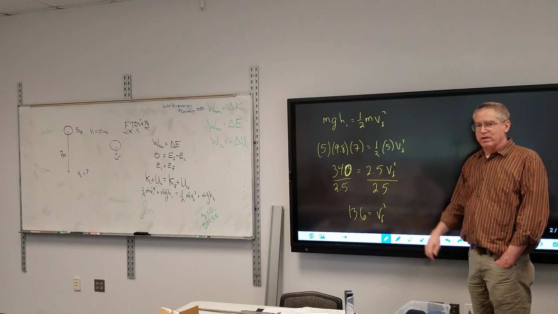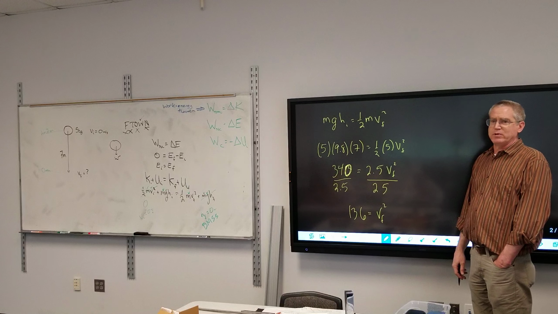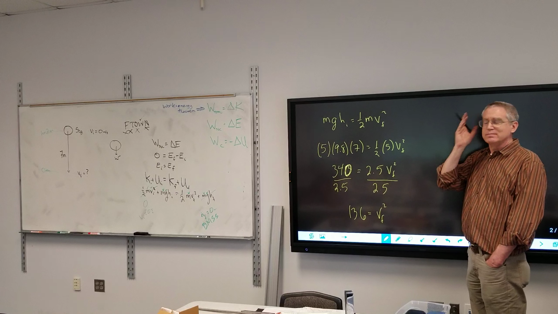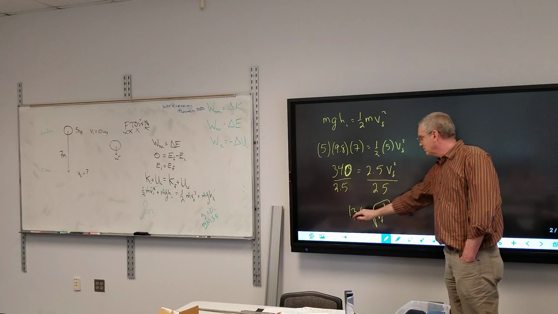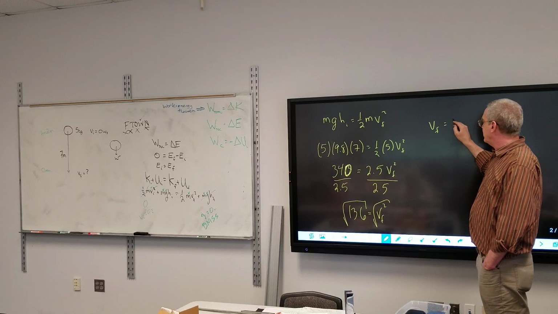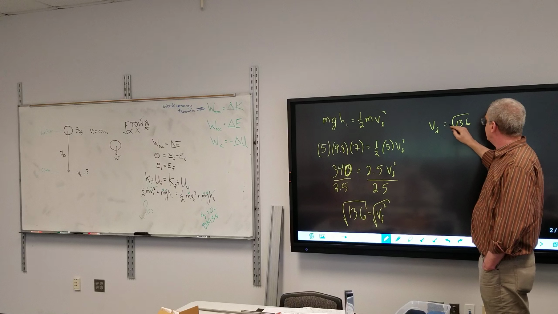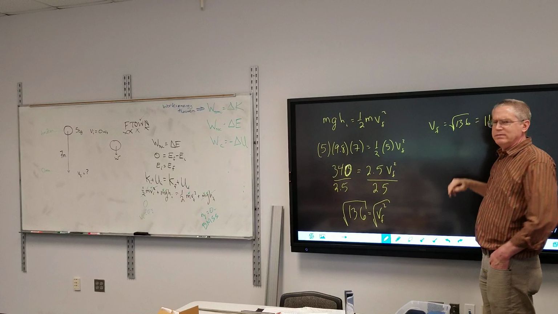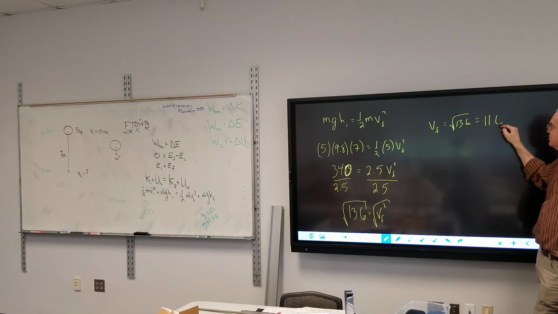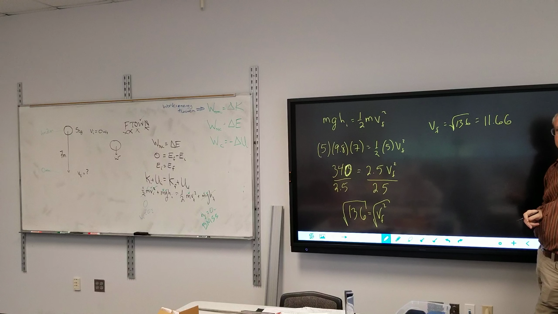And now I have to get rid of the square by undoing it. What's the opposite of squaring? Square root. And so vf is equal to the square root of 136, which is 11.66 something. Units? Meters per second.